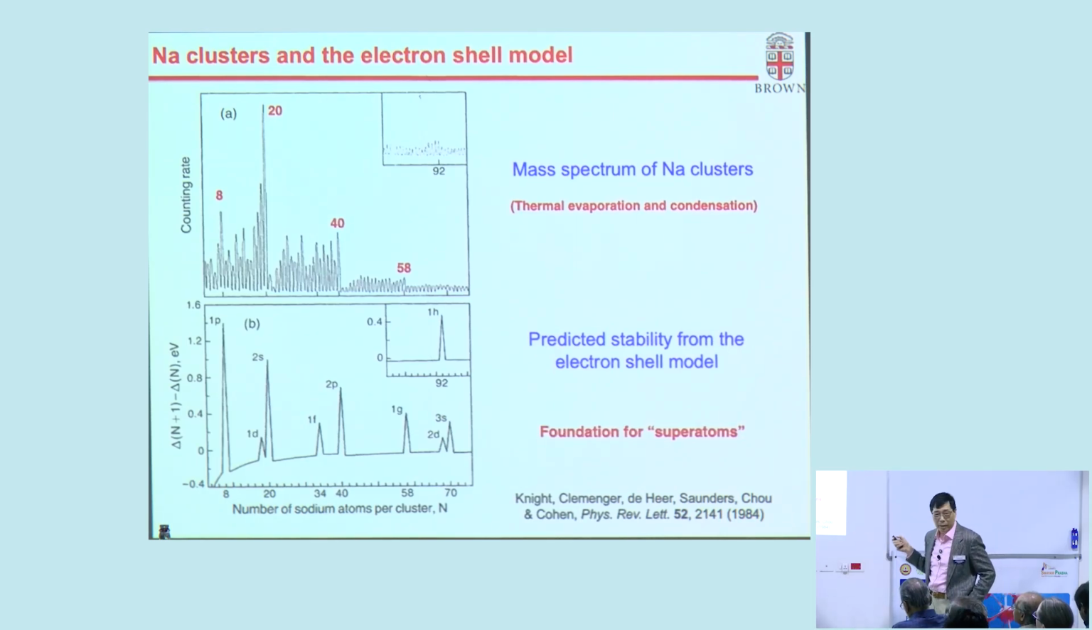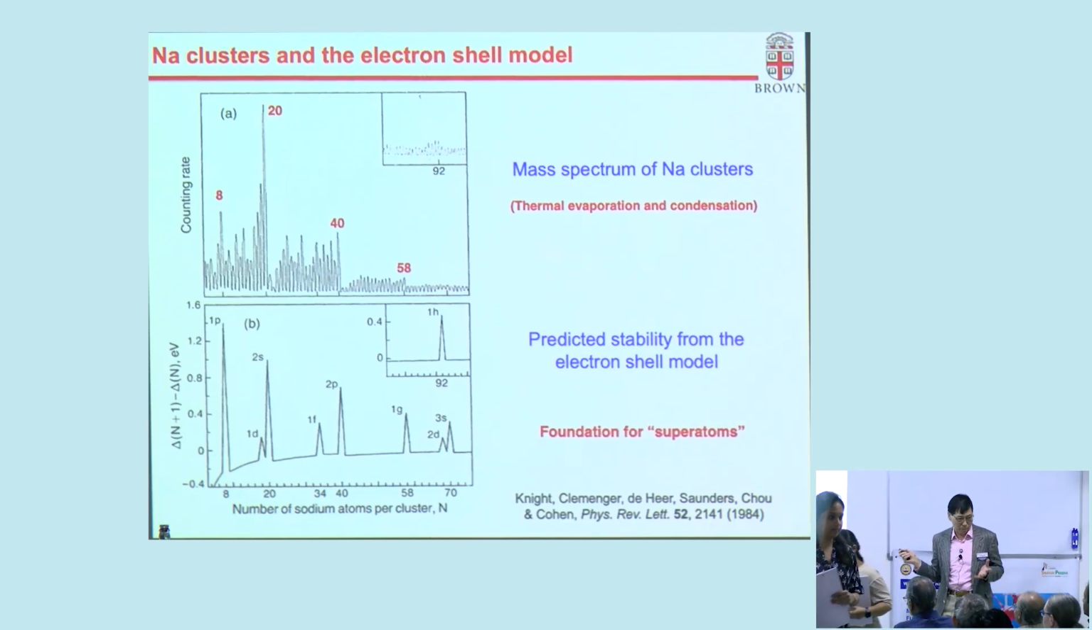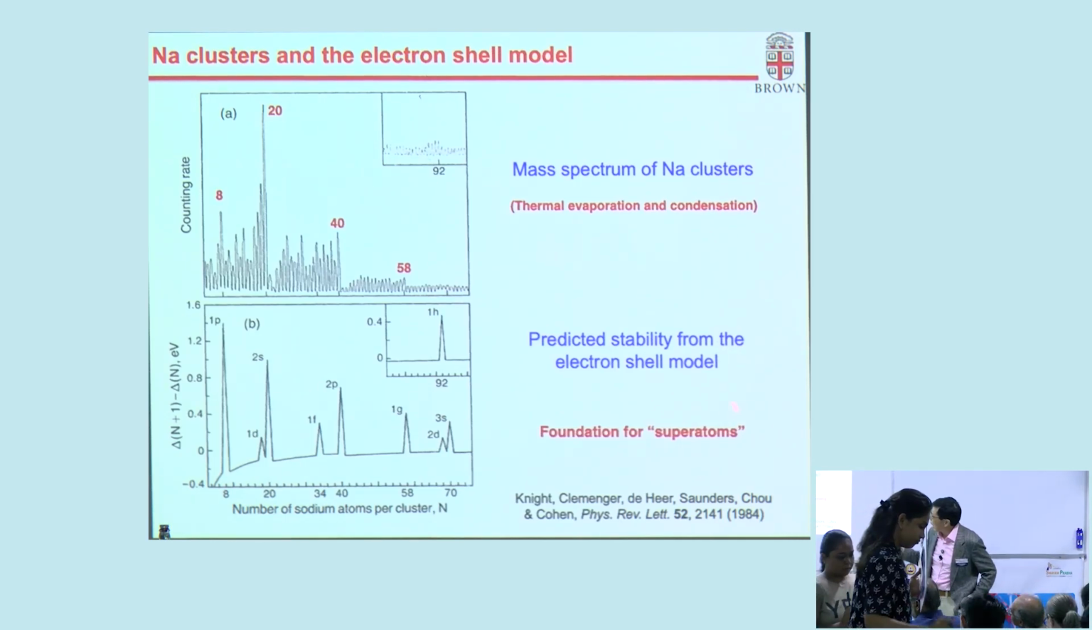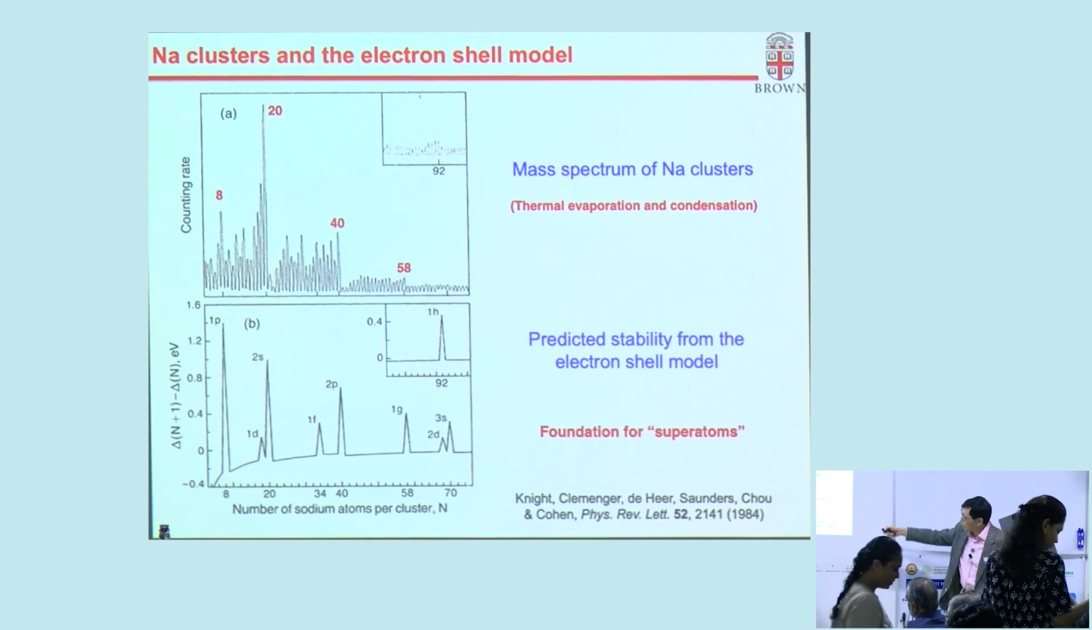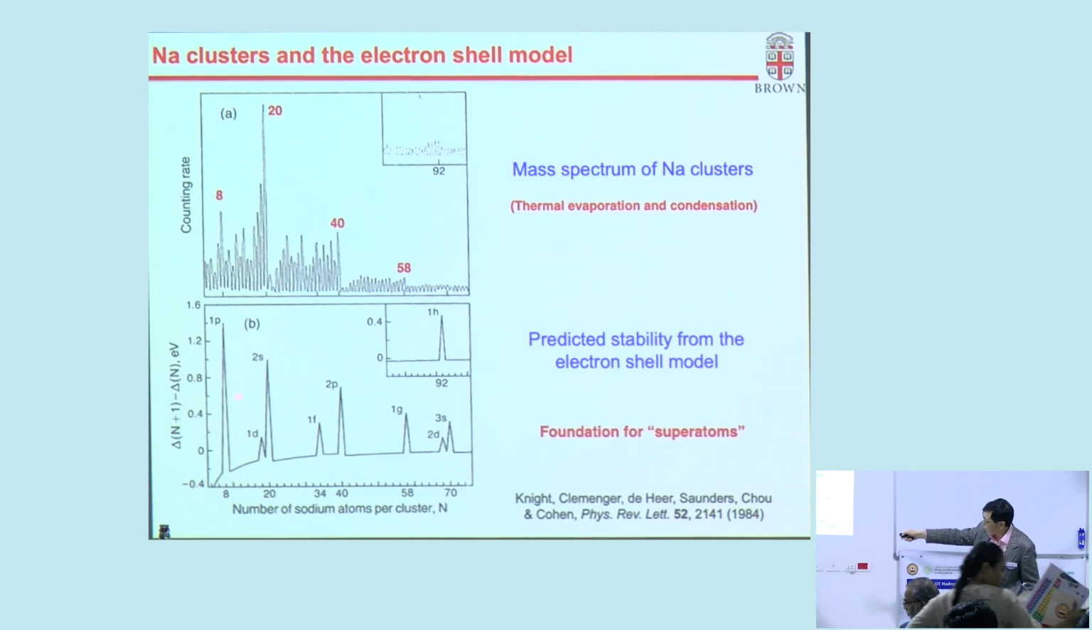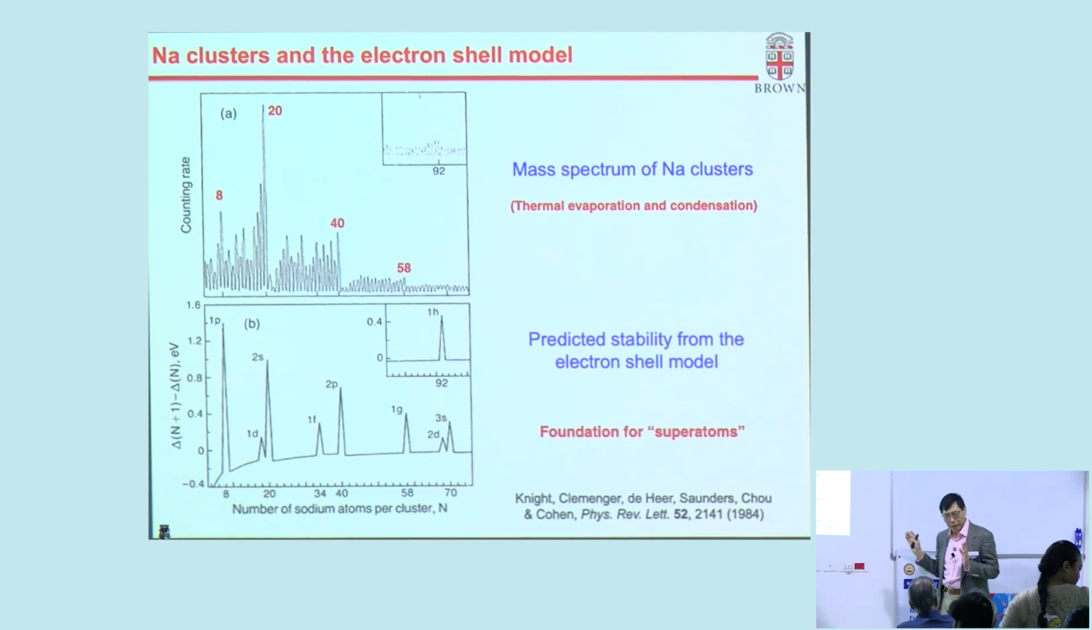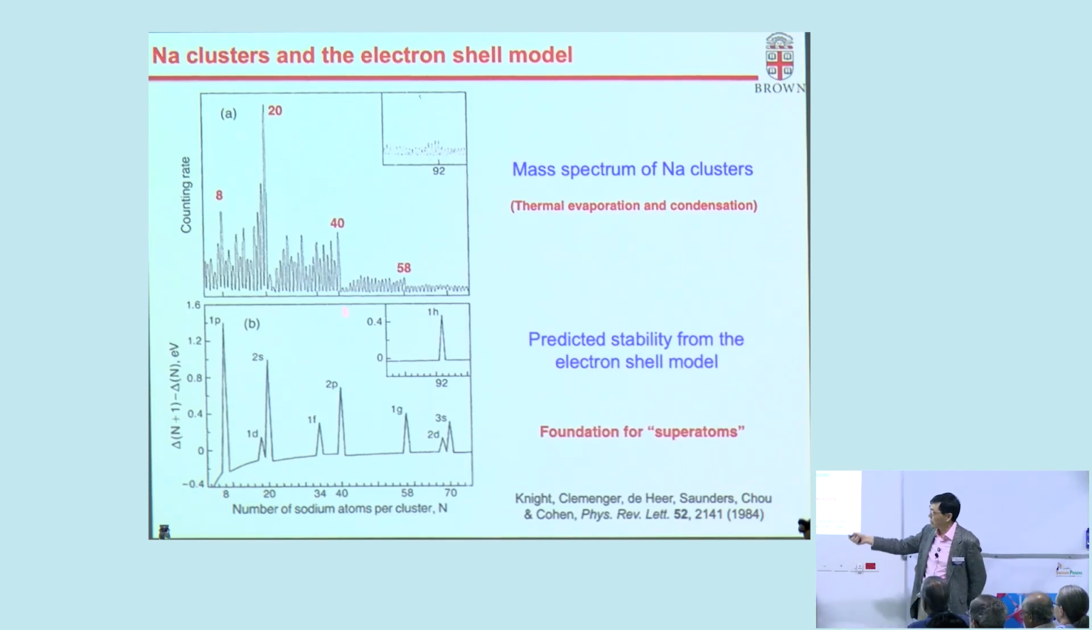This is the size. You see here the intensities are not continuous. Some clusters have a higher intensity than others, particularly 8, 20, 40, and 58. They explained this with the so-called electron shell model, which was actually a nuclear physics model. The electron shell model predicted that you have shell closings at these different angular momentum states, and that explains the stability.